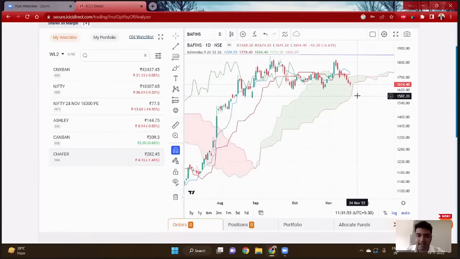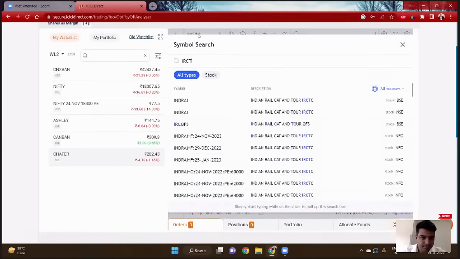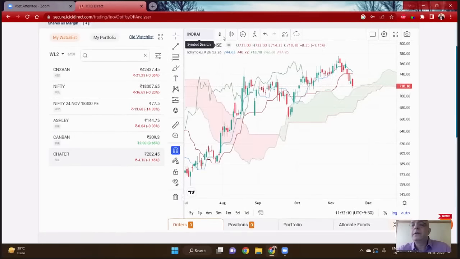So the next is IRCTC. There is some viewer who has bought 740 call as well. So first, let us see the stock. स्टॉक देख के ही समझ में आएगा, पहले स्पॉट चार्ट देख लेते हैं और फिर उसको एसेस करते हैं.